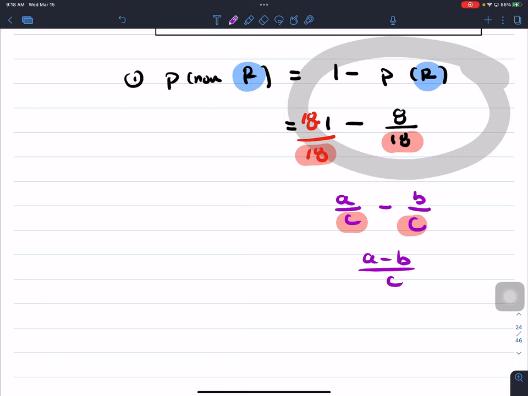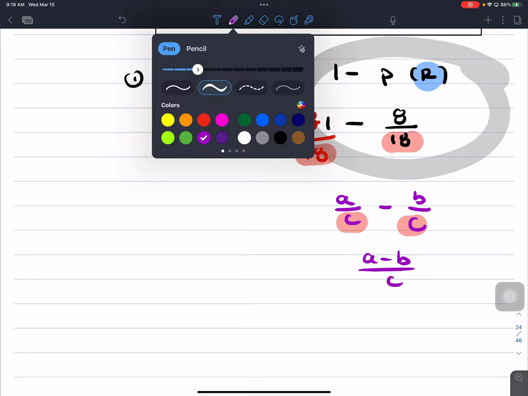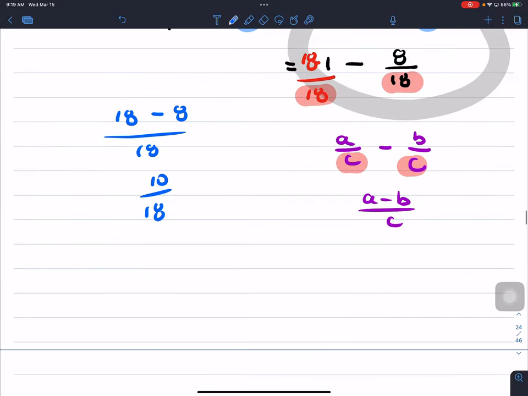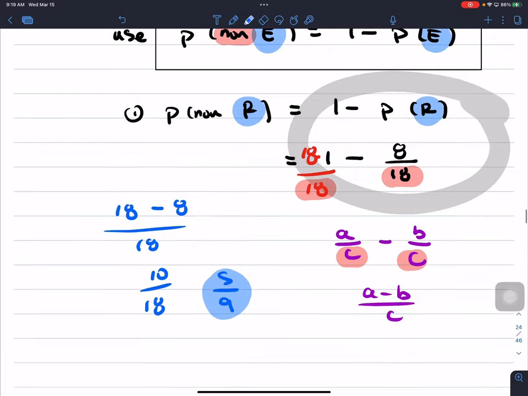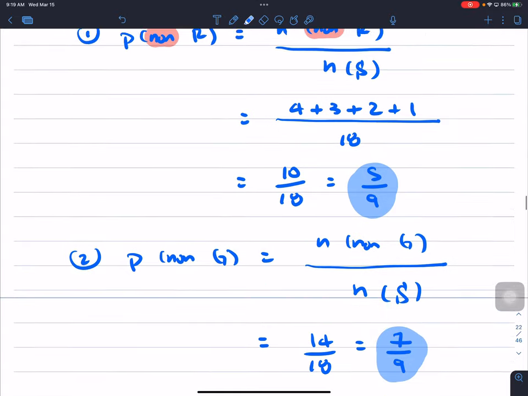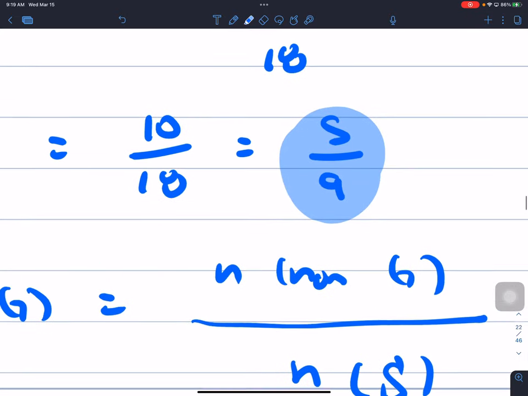So in this case now, here's my work. 18 minus 8 over 18. What does that give you? Isn't that 10 over 18? Yes. Doesn't that reduce to 5 over 9? Because 2 goes into 10 5 times. 2 goes into 18 9 times. Isn't that 5 ninths? So ladies and gentlemen, is that what you got earlier? 5 ninths? Yes, it is. That's exactly what you guys got earlier.